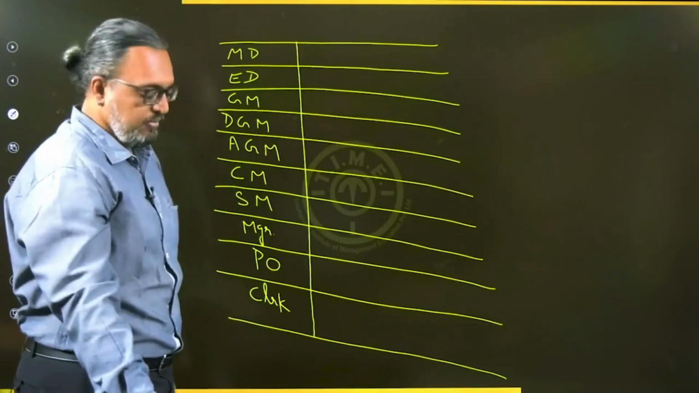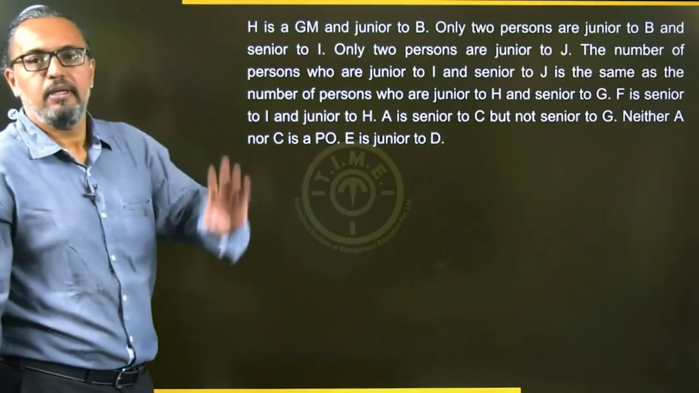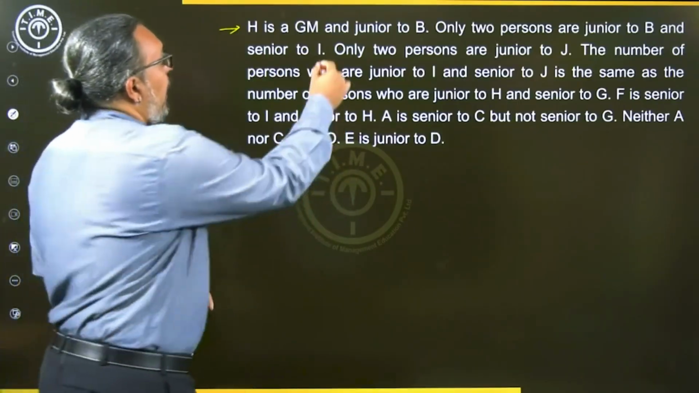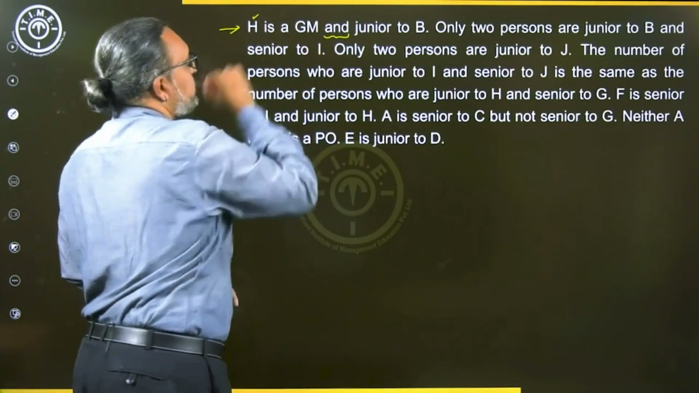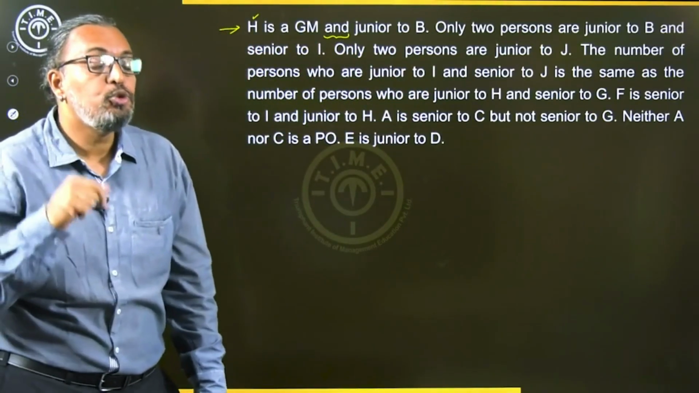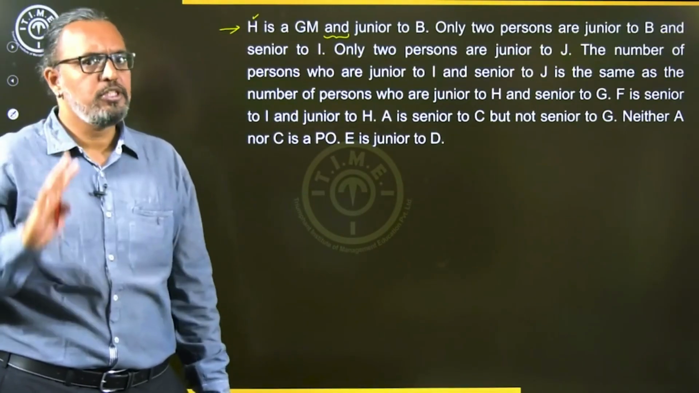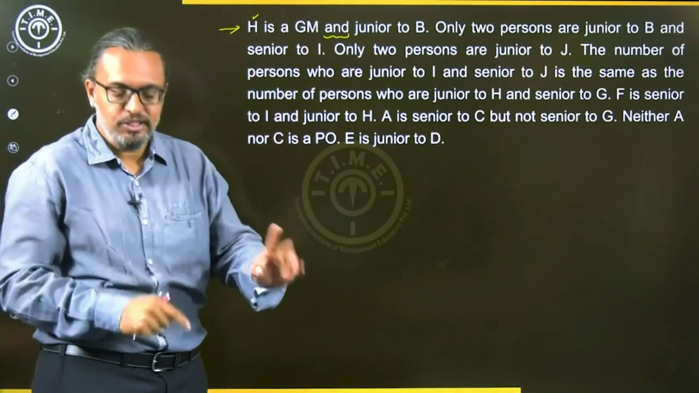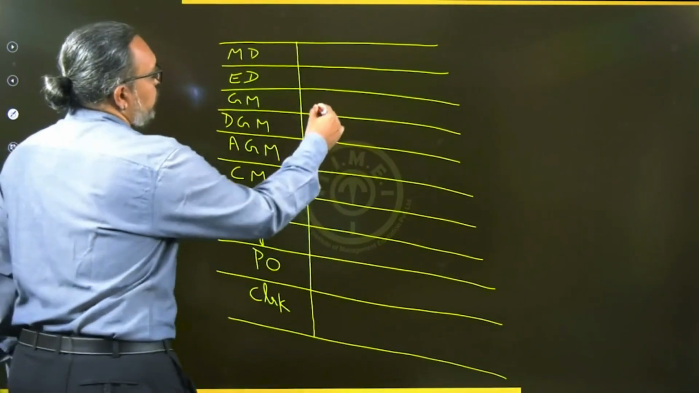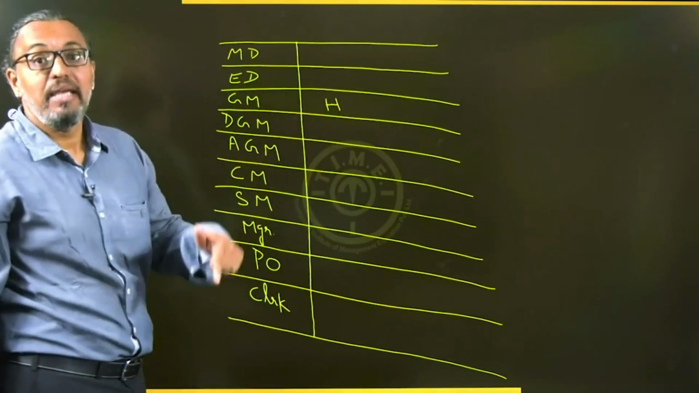Okay, right. Now, coming to the information. Now, here he says H is GM and means it refers to the first person, that is H, junior to B. So, when he says junior to B, not necessarily immediate below, it could be some positions below also. But first let us fix H as GM and then H is junior to B.